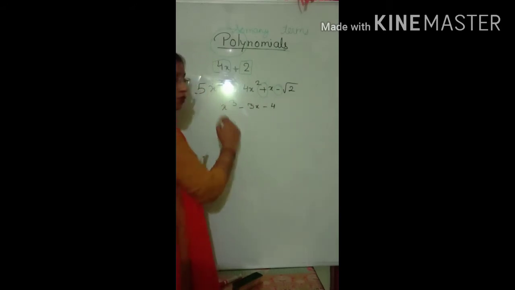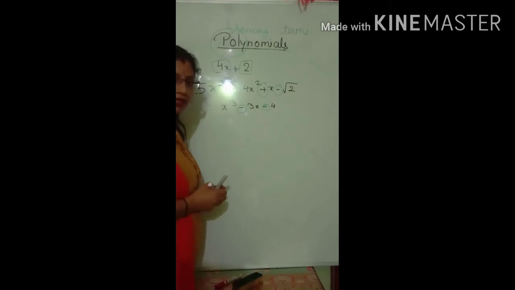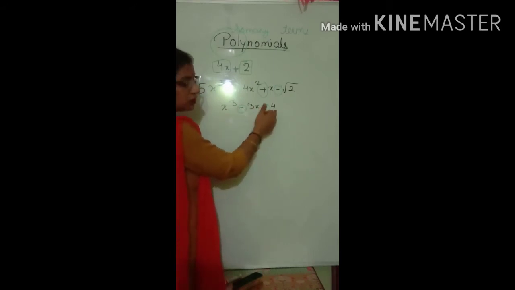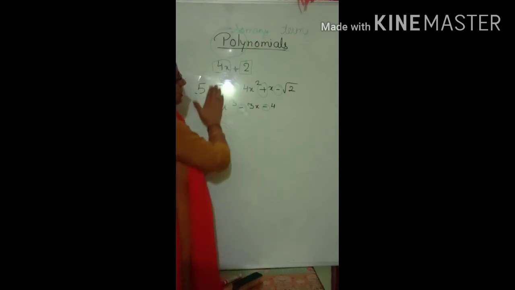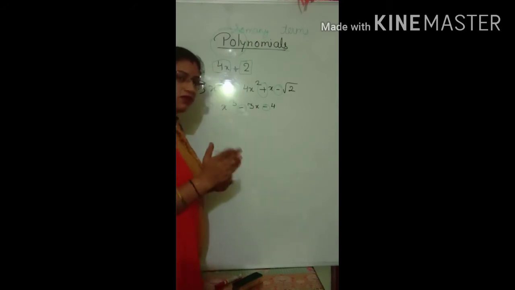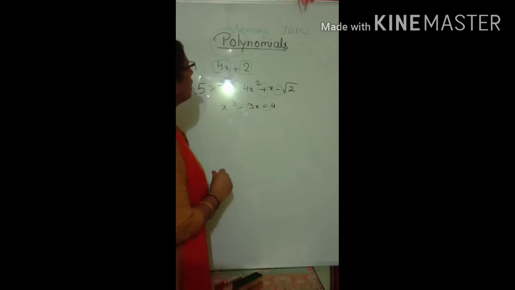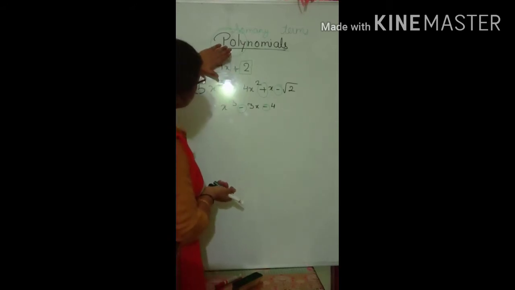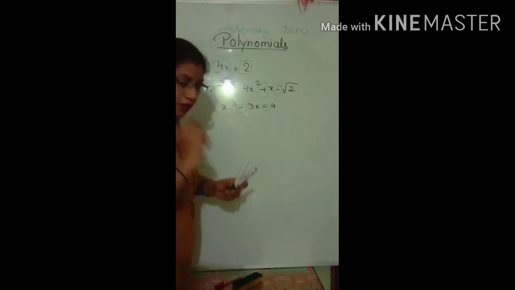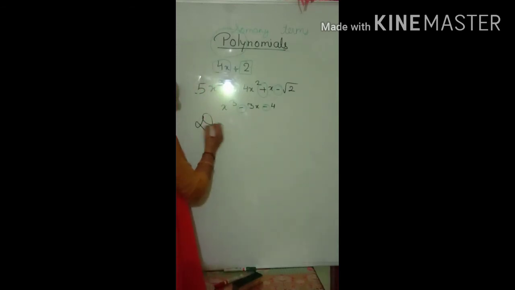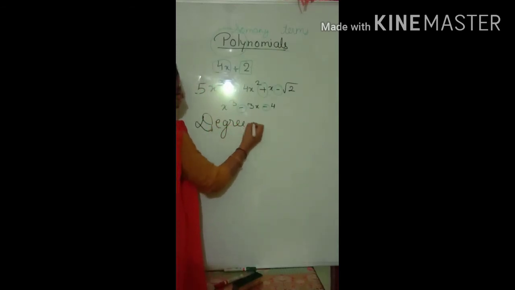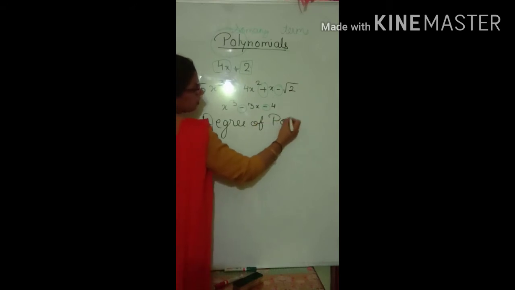Now let us see down. This has minus, minus. How many terms are there? There are 1, 2 and 3 terms. So there are 3 terms. So these all are polynomials having different numbers of terms. Okay, so let us see. The very first thing that comes in your chapter, the first topic, is the degree of a polynomial.